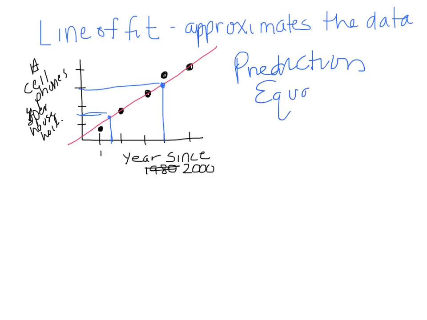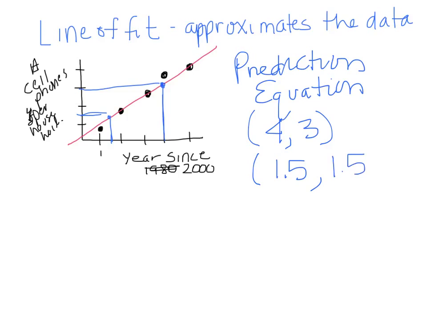So I need the equation of the line, that red line that I drew as a line of fit. I'm going to pick 2 points on my red line, and I picked those 2 points here with blue. It looks like I have this first point here, 4 comma 3, and this other point, 1.5 comma 1.5. Okay, so my prediction equation is this red line. I found 2 points on that line, and I can find the equation of the line through those 2 points, and that will be my prediction equation. So let me do that real quick.